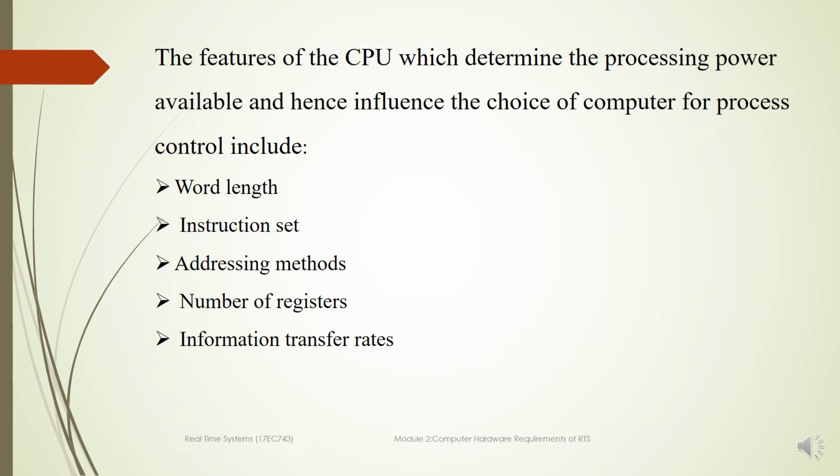The features of the CPU which determine the processing power available, and hence influence the choice of a computer for process control, include the following. Before you choose any CPU or buy any computer, these are the various factors to be considered. The first thing is word length. The word length of a processor in a computer refers to the maximum number of bits it can take as input. I repeat, it is the maximum number of bits that it can take as an input. It is the number of bits processed by a computer CPU in a single pass.